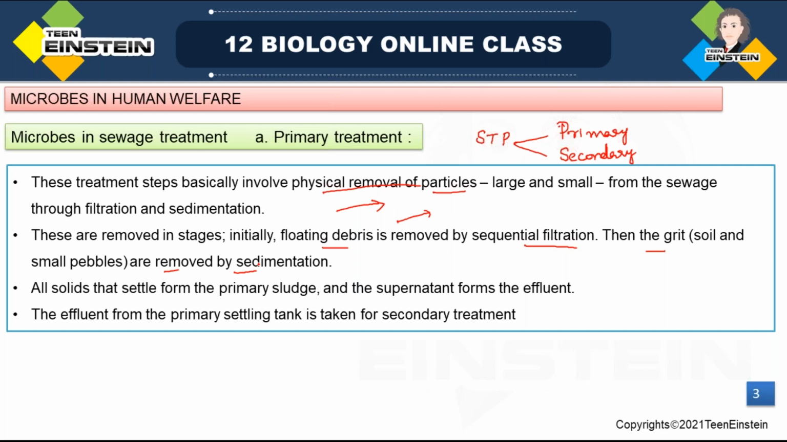What do you mean by grit? Soil and small pebbles. The small pebbles and the soil particles will get removed. This is a sequential process. Okay.